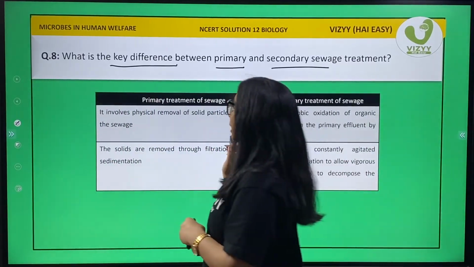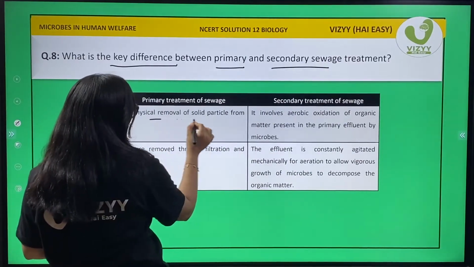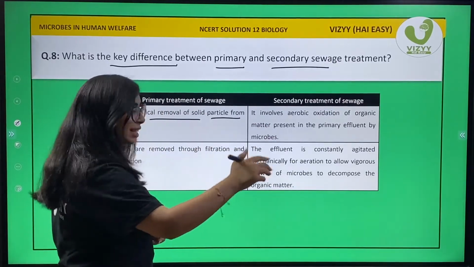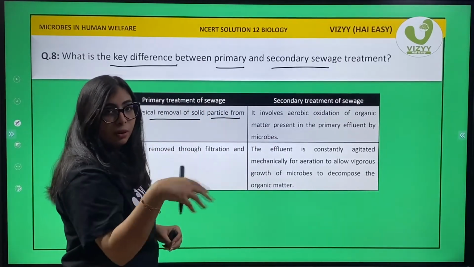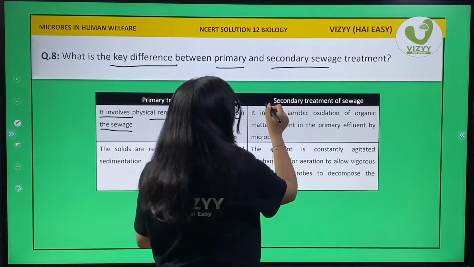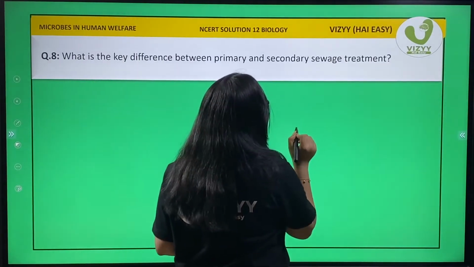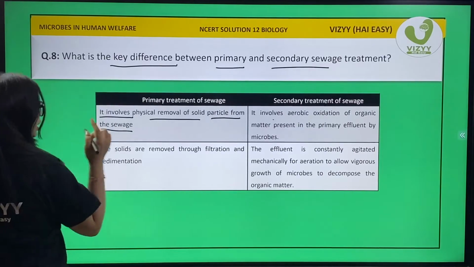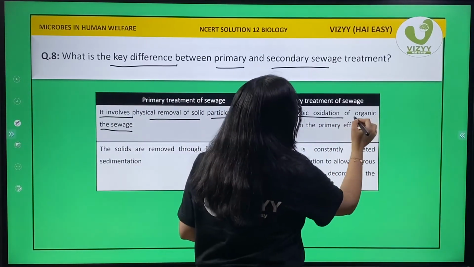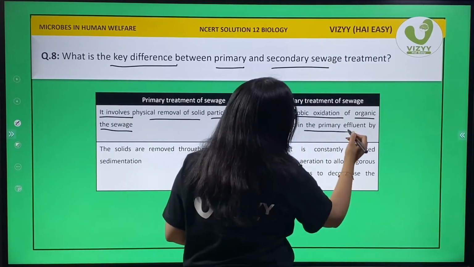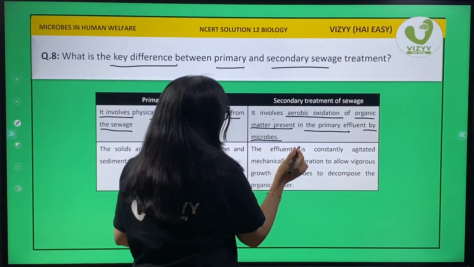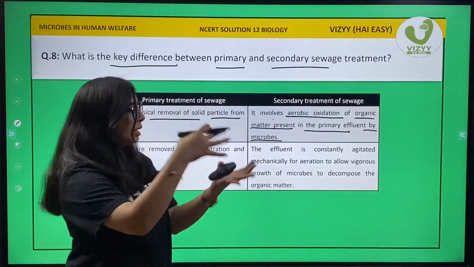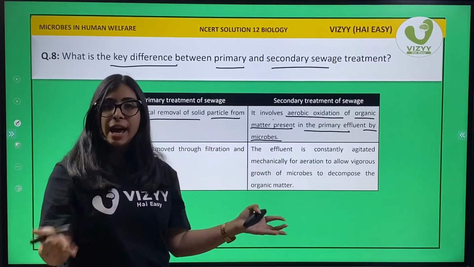Okay, so what does primary treatment mean? It involves physical removal of solid particles from the sewage. So all the physical things, physically. So manually we are removing all the solid particles. Now, secondary means what, students? It involves aerobic oxidation of organic matter present in the primary effluent by microbes. So in secondary treatment, they will let the particles get oxidized aerobically.